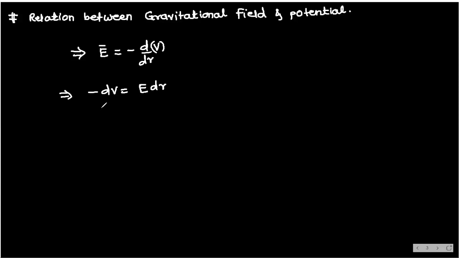Just listen. So the first formula that we got is minus dV by dr. The second formula is dV is equal to minus E dr, or minus dV is equal to minus E dr also you can take. Okay, this is the second formula.